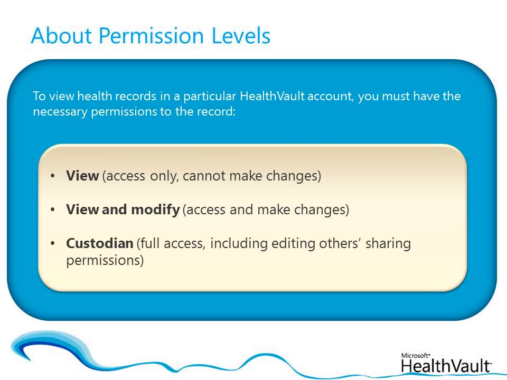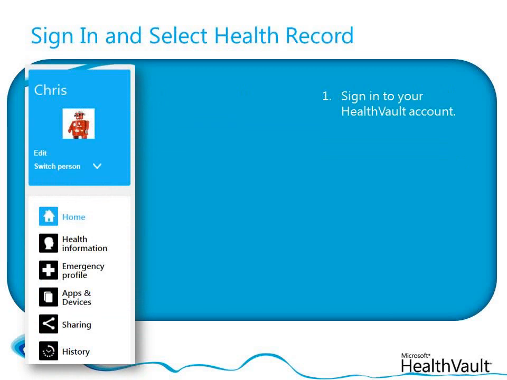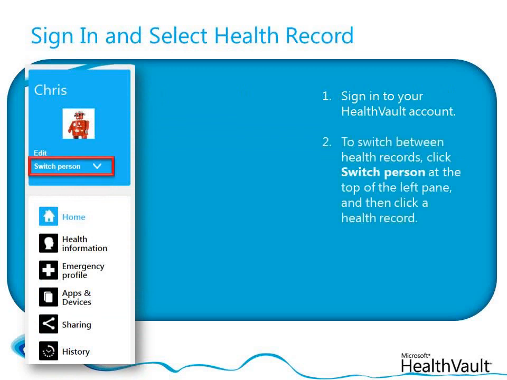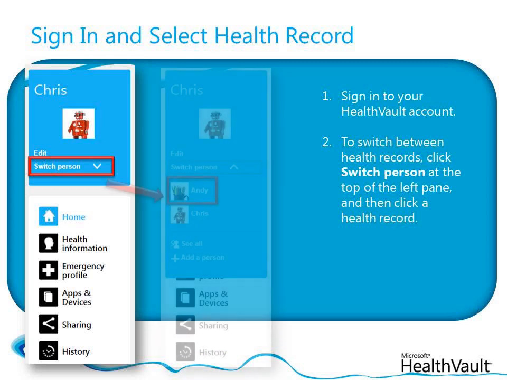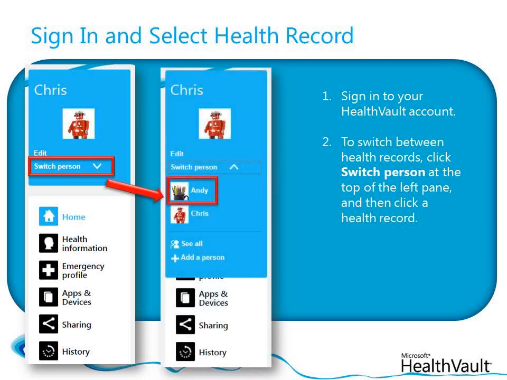In this video, I'm going to show you how to share a health record. Sign in to your HealthVault account at www.healthvault.com and then switch to the health record that you want to share by clicking Switch Person at the top of the left pane and then clicking the name of the health record.